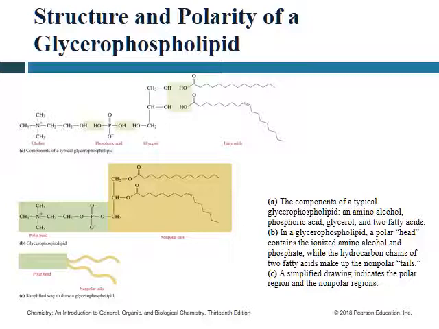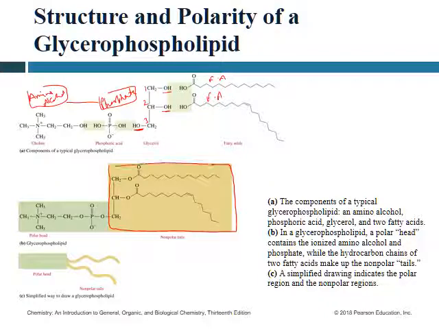This is glycerophospholipid because this is a glycerol molecule. Out of the 3 carbons of the glycerol, the first 2 OH groups, as we know, are attached to the fatty acids, right? But the third OH group from the glycerol is going to attach with the phosphate group, and this phosphate group is going to attach with the amine alcohol. This is your glycerophospholipid.